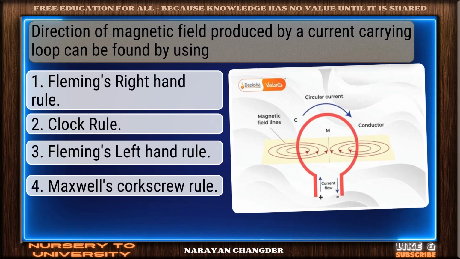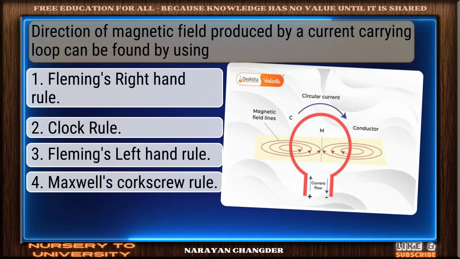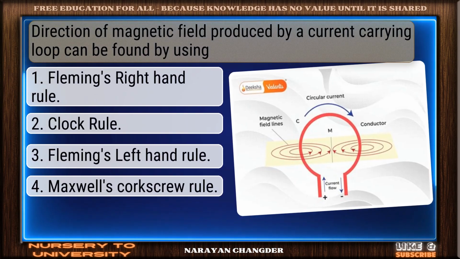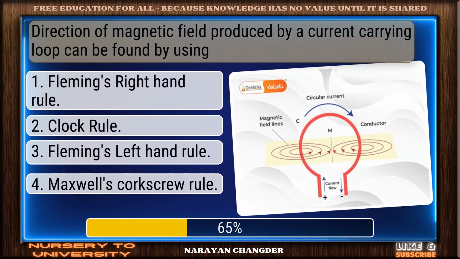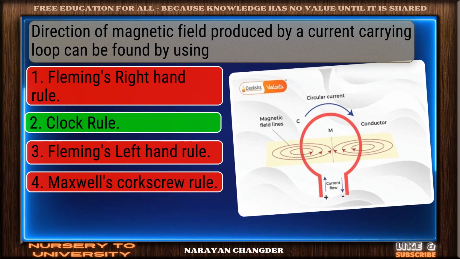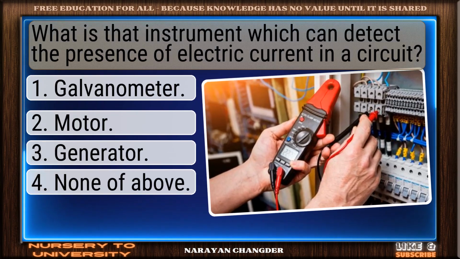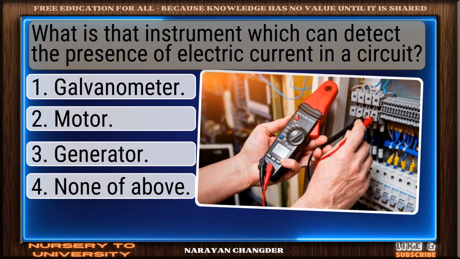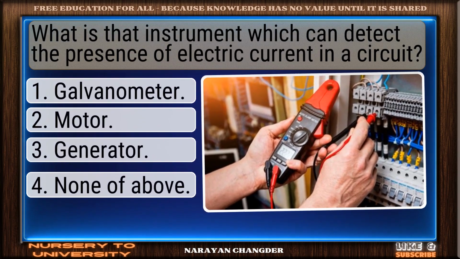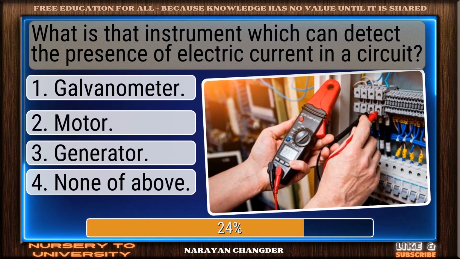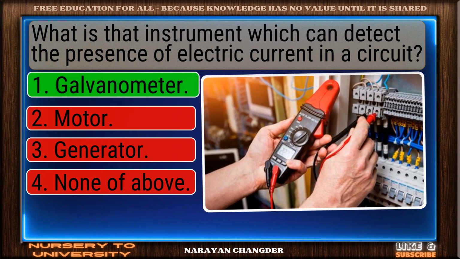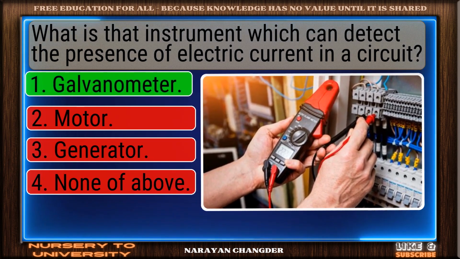Direction of magnetic field produced by a current carrying loop can be found by using. Well done. Clock rule is right. What is that instrument which can detect the presence of electric current in a circuit? Strong choice. Galvanometer is right.